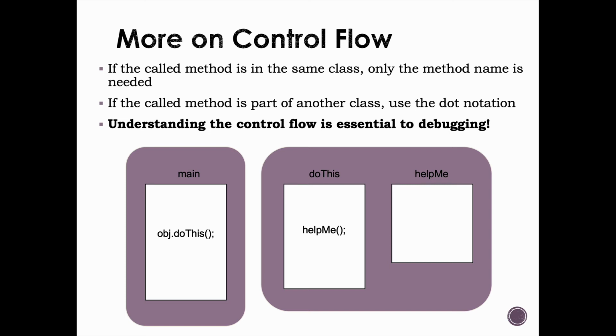So main starts executing here and finds that it needs to call method do this inside object. Let's say object is this class on the right side. As before, it will stop executing main and it will start executing the method do this inside this other object. And then maybe it finds another method called help me, which is a method within the second object. Again, it will stop there and will start executing the help me until it finishes.